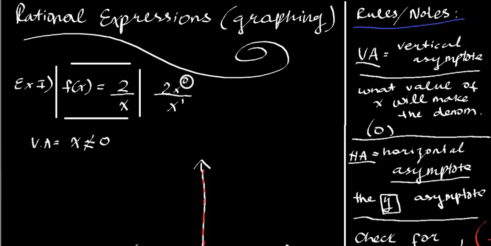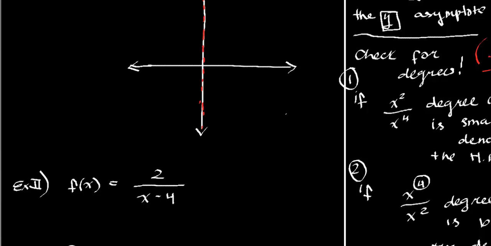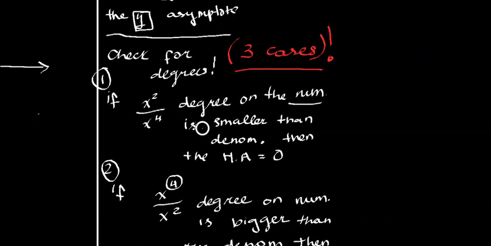Okay, 2x to the 0th power, well, that's 0, right? The degree is 0. We're looking at the degree. What is the degree of this? That's 1. So the numerator's degree is smaller than the denominator. Which case is that? Well, it's the first one, right? If the degree on the numerator is smaller than the denominator, then the horizontal asymptote is at 0.